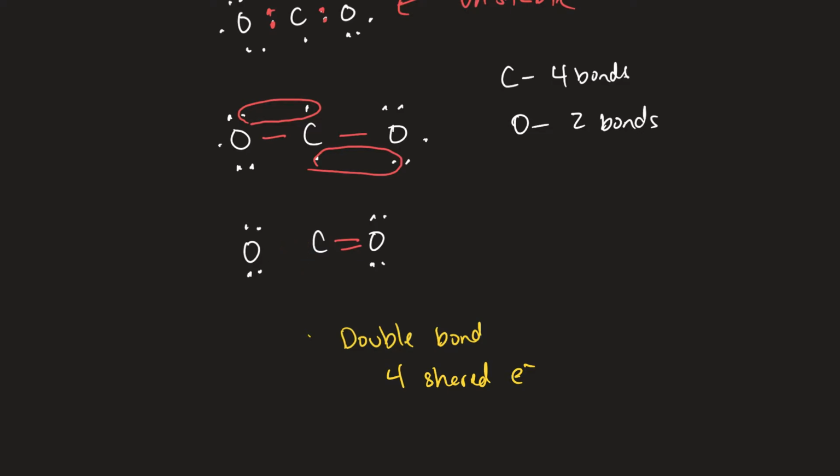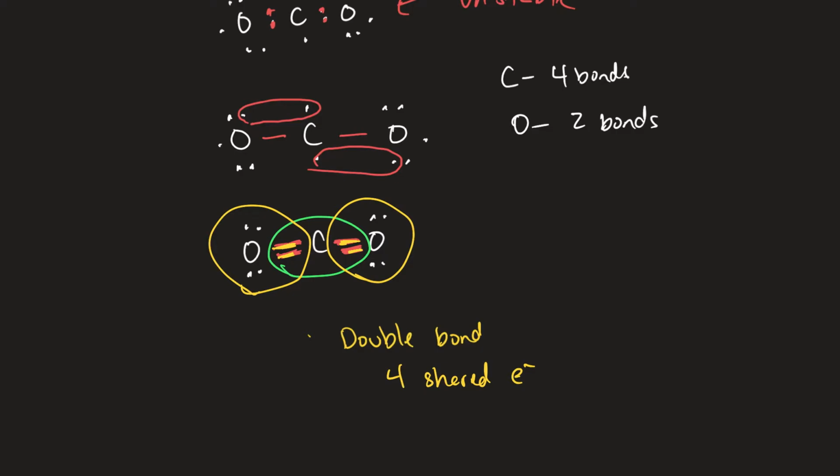Now let's erase all this and determine if we have the correct number of electrons. Looking at carbon, remember carbon has 4 valence electrons. In this case, carbon also has 4 bonds: 1, 2, 3, 4. Cool. Now let's look at each of our oxygens. Oxygen has 6 valence electrons, and because of that it must have 2 bonds. Does each oxygen have 2 bonds? Yes, it does: 1, 2 for this oxygen and 1, 2 for this oxygen.